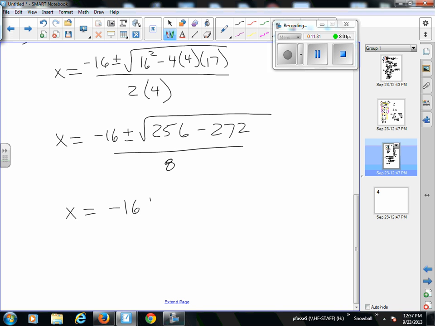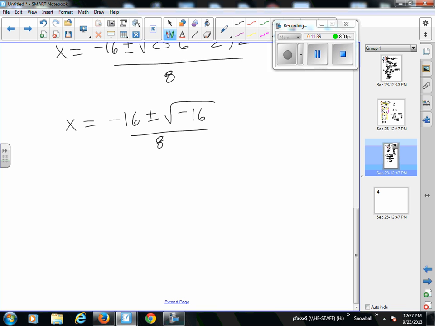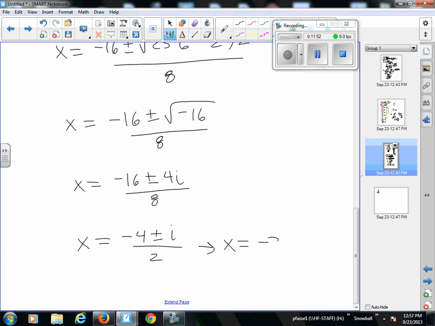inside the radical, you end up getting root negative 16 over 8. And then root negative 16 equals 4i, all over 8. We have 4 in each term, so we reduce by 4. It'll give us this. Put it into imaginary number form. Divide both by 2. Negative 2 plus or minus 1i over 2, which in standard complex number form would be negative 2 plus or minus 1/2 i.